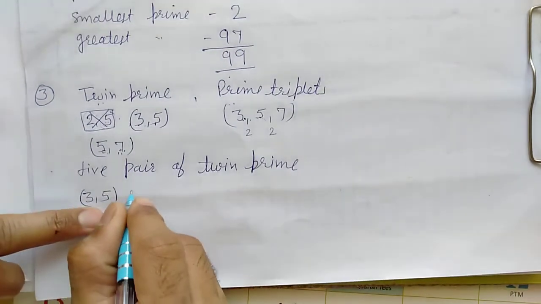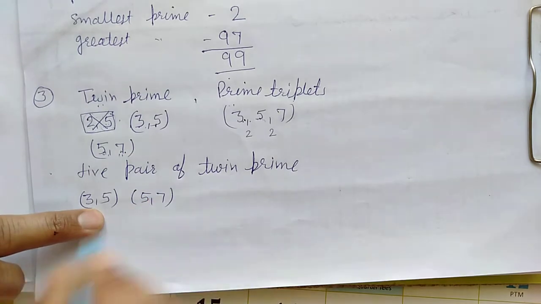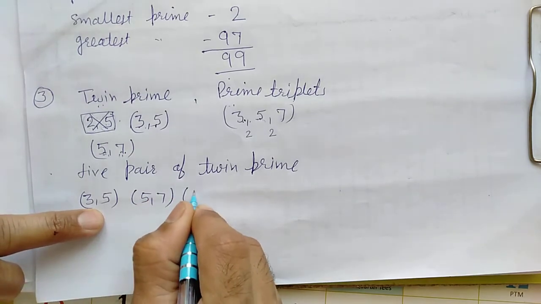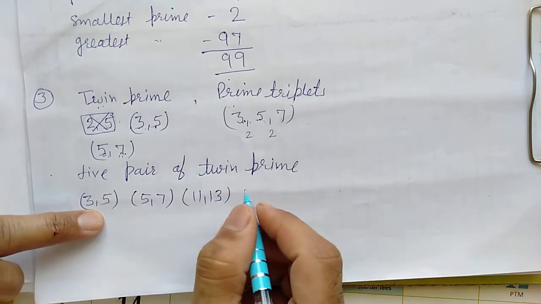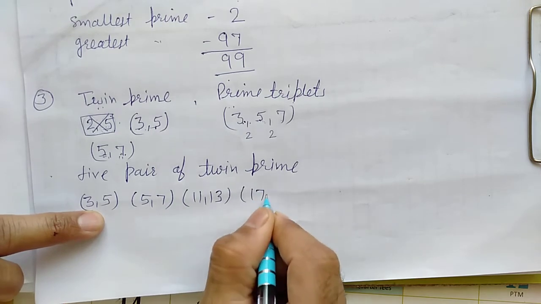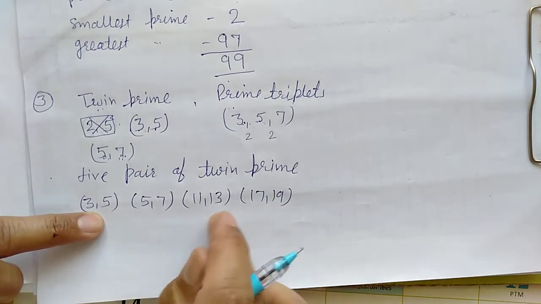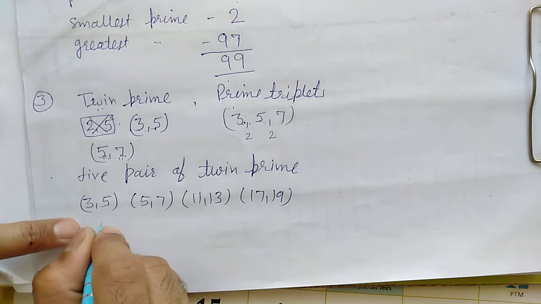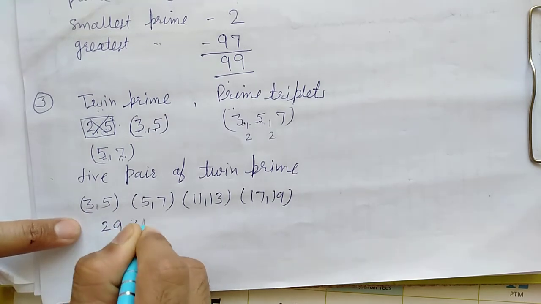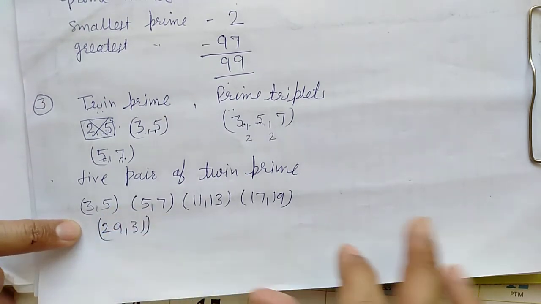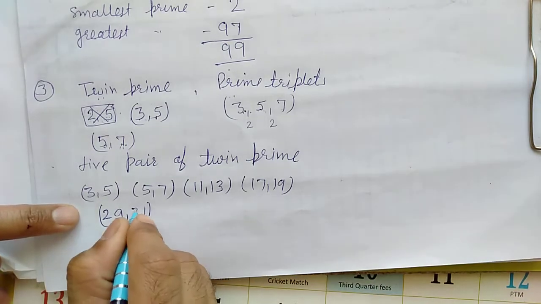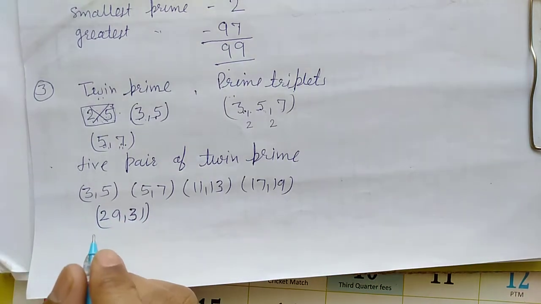Second pair you may take 5 and 7. Third pair you may take 11 and 13. Next pair you may take 17 and 19. See, these all are prime number. And the last pair you may take 29 and 31. The difference between them is 2, right? So these are twin prime.